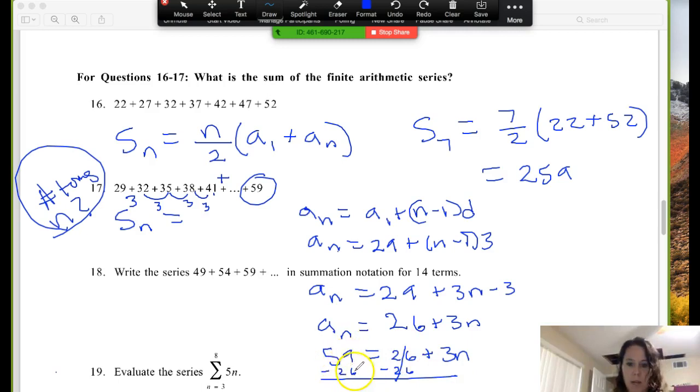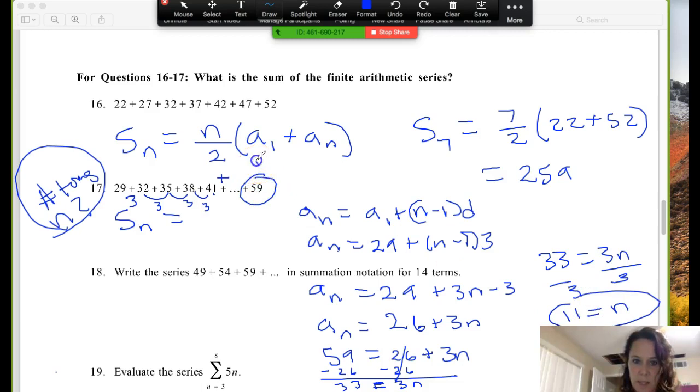All right, so 59 minus 26 is 33. 33 is equal to 3n. And then I divide by 3 on both sides, and n is going to equal 11. So the number of terms is 11, this is the 11th term. Now that was a lot of work to figure out the number of terms. I had to write the explicit formula. I had to put in the last term to figure out n. What was that? That's the 11th term.